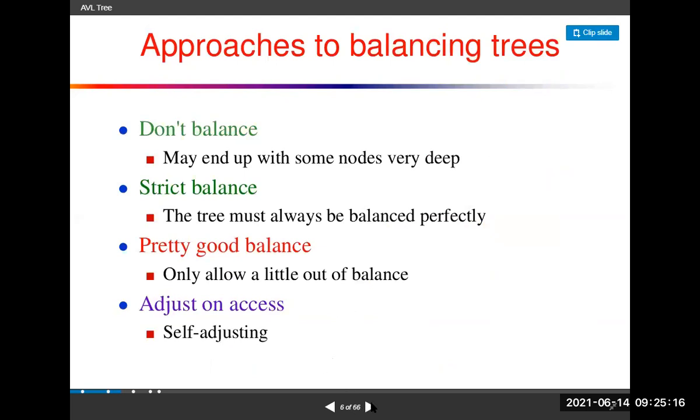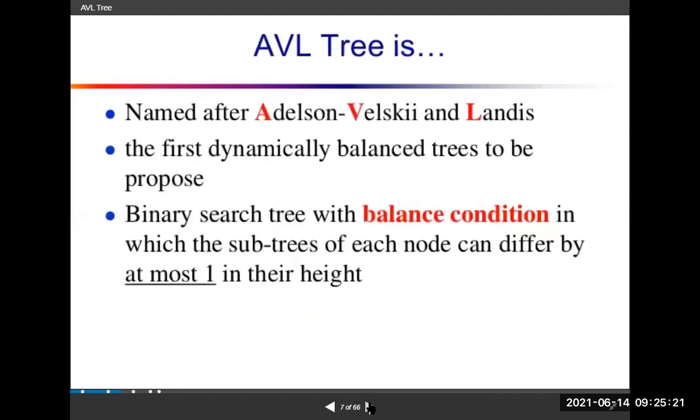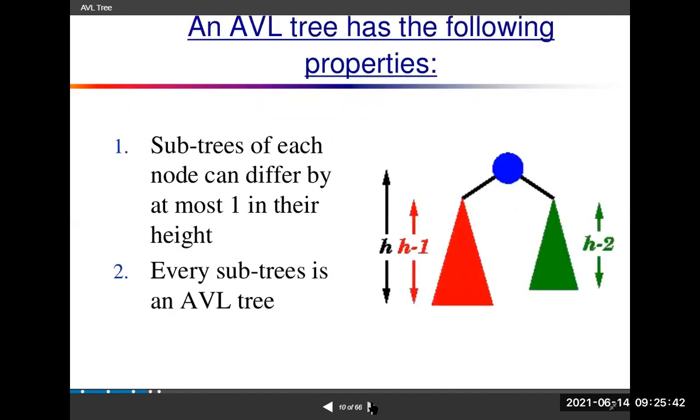Okay, so see here. The AVL tree is named after Adelson-Velsky and Landis. They invented the AVL tree. It is a binary search tree with a balanced condition in which the subtrees of each node can differ by at most 1 in their height. We already told you that, at most height.